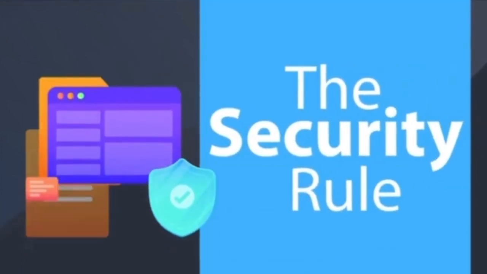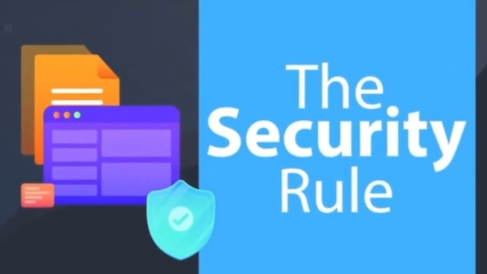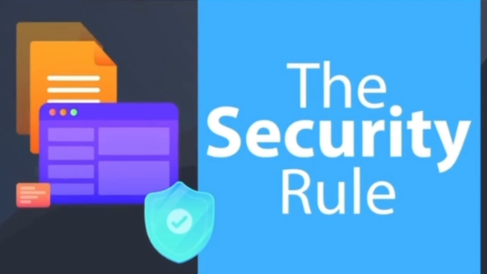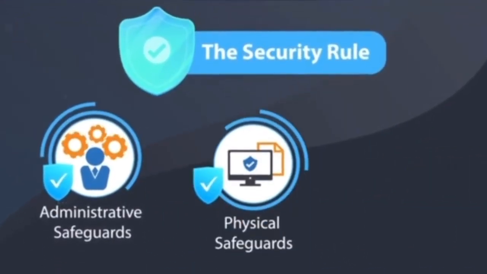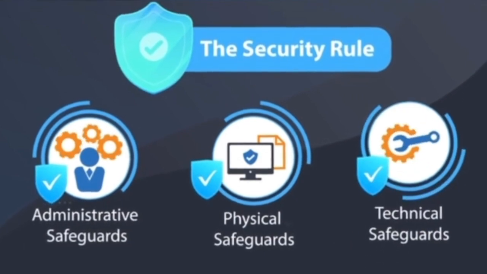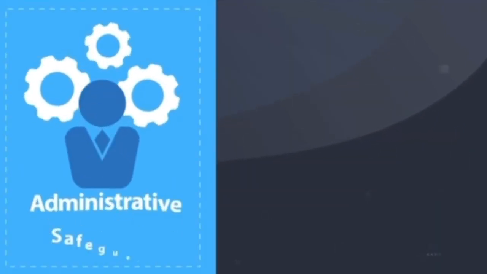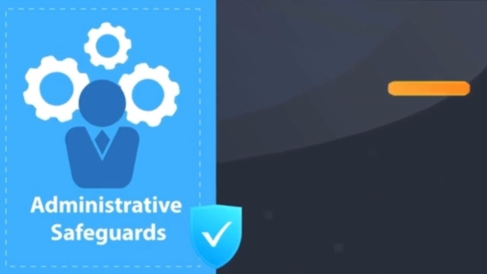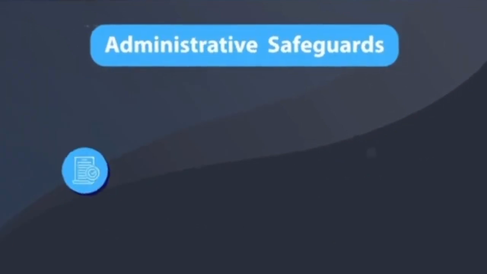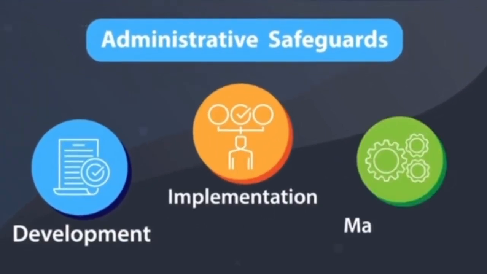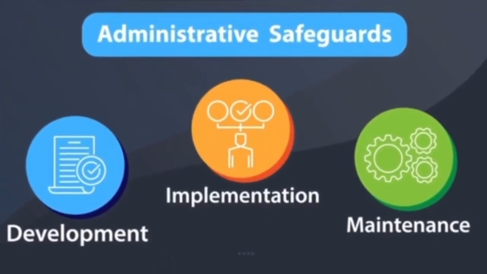The security rule is made up of 3 types of required standards that all covered entities and business associates must follow: the administrative safeguards, physical safeguards, and technical safeguards. The majority of the security rule is focused on the administrative safeguards, which refer to the administrative actions, policies, and procedures put into place to manage the development, implementation, and maintenance of an entity's security measures.